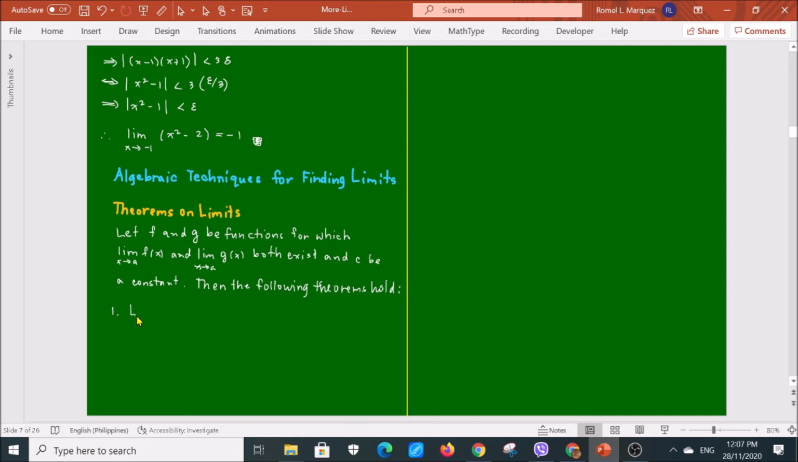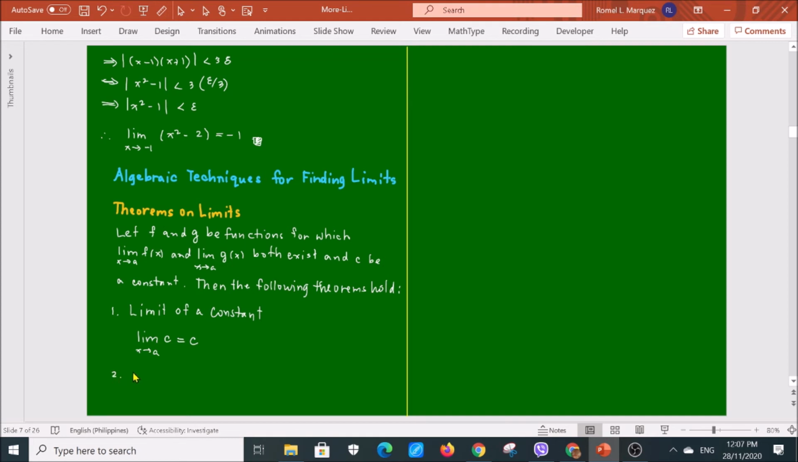Number one, limit of a constant. If you have a constant and you take the limit of it, limit as x approaches a of a constant, let's say c, it is still c. There's no effect, no? The limit of a constant is equal to that constant as x approaches any number.